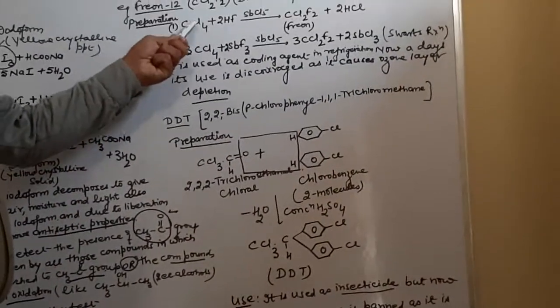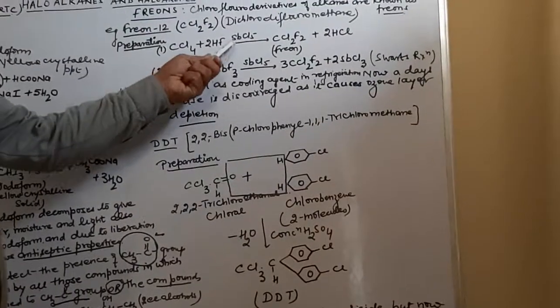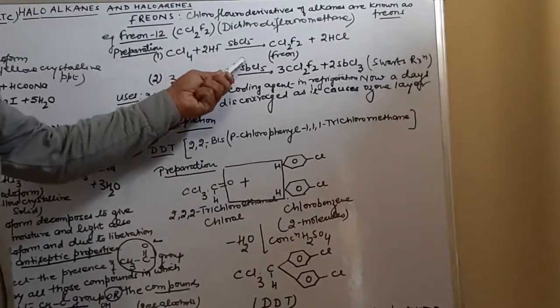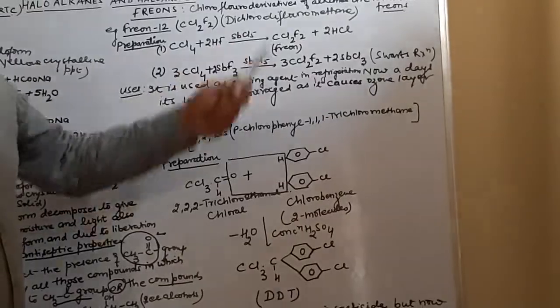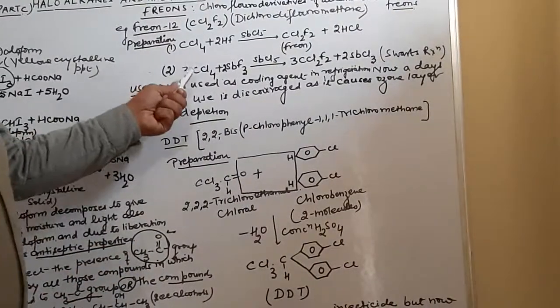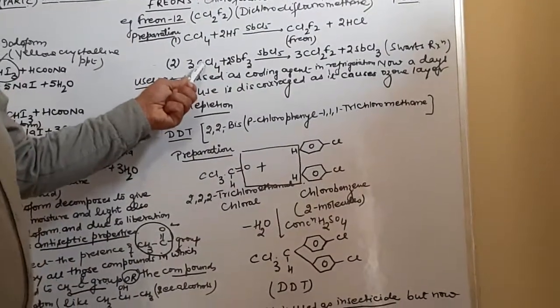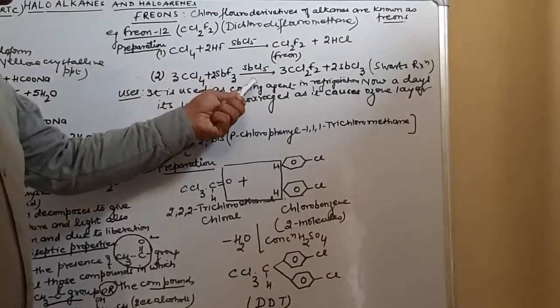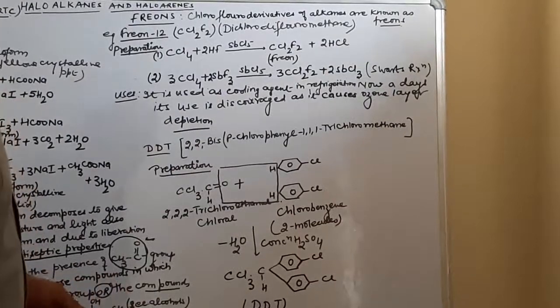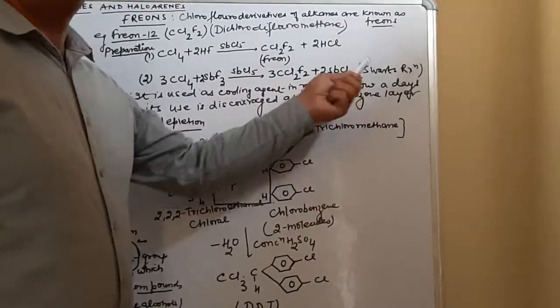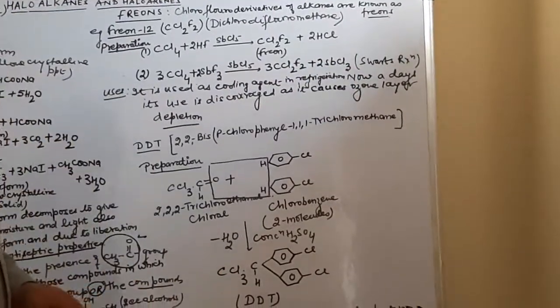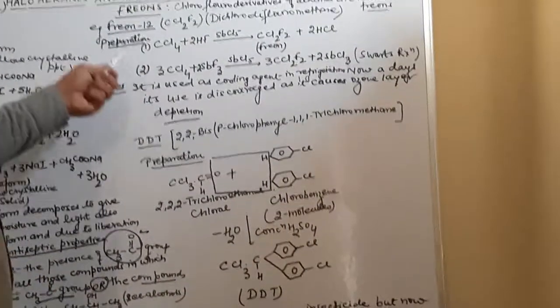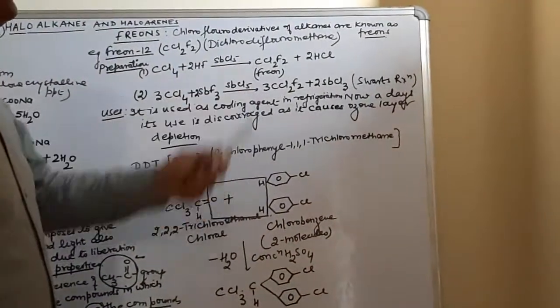Carbon tetrachloride when treated with hydrofluoric acid in presence of antimony pentafluoride, it will result in the formation of freon. Then this reaction we did as a Swarts reaction. Carbon tetrachloride when treated with antimony trifluoride in presence of antimony pentachloride, it will result in the formation of difluoromethane, and the name of the reaction is a Swarts reaction. So these are the methods of preparation of a freon.